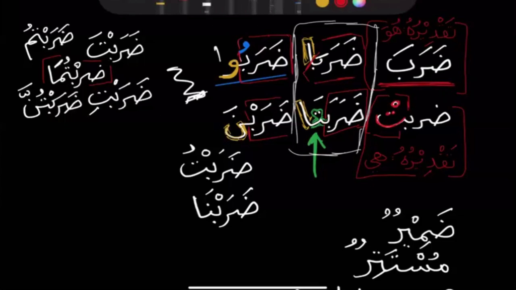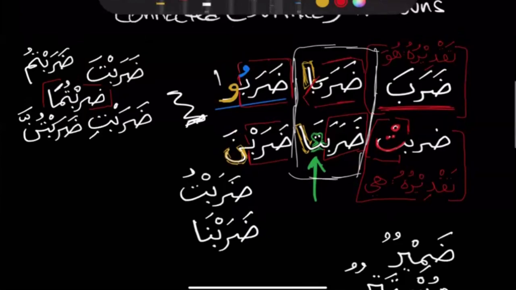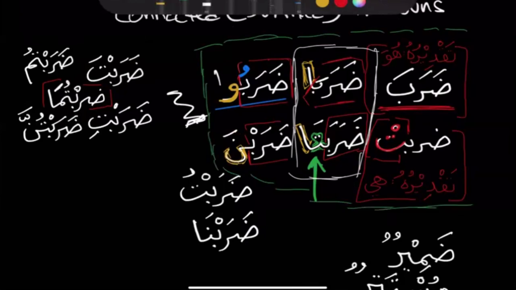So, out of these 6 things here, we're only seeing 3 pronouns: alif, wow, and noon. Those are the only pronouns present here. The alif is on daraba and darabata for 2. The wow is on darabu and the noon is on darabna. Any question here? No.